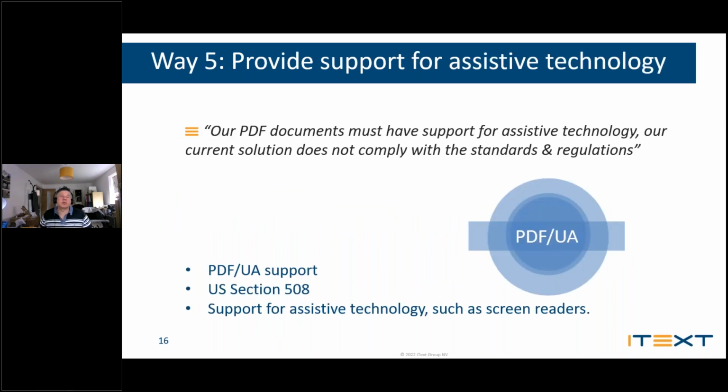And we come now to the fifth way of improving your document generation workflows, which is to provide support for assistive technology. Why is this important? Well, if your current PDF generation solution doesn't have support for assistive technology, you may not comply with the standards and regulations of the industry. That can bring your company into trouble as it's not following the law.